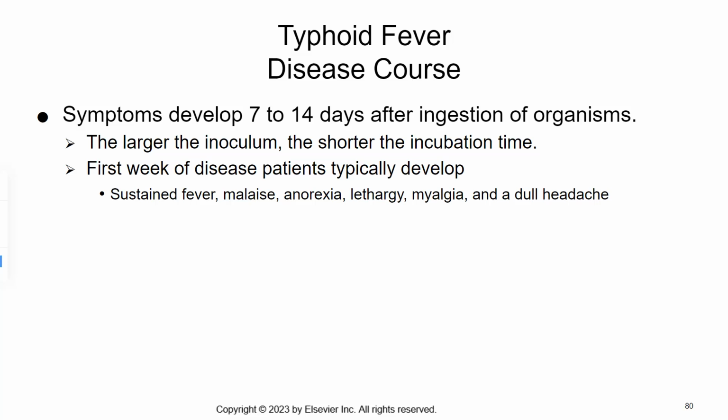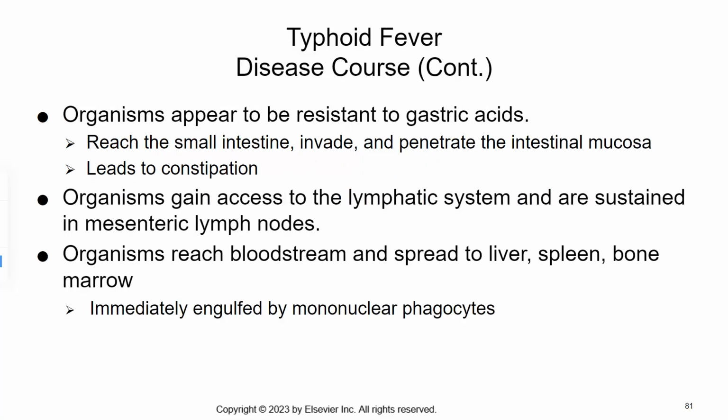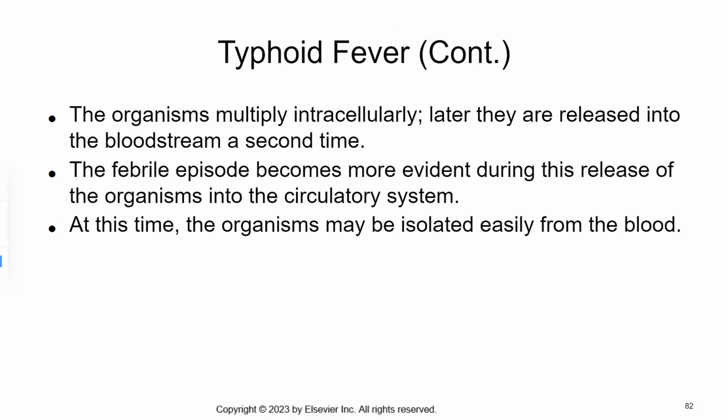First week of disease, patients typically develop sustained fever, malaise, anorexia, lethargy, myalgia, and a dull headache. Organisms appear to be resistant to gastric acids, so they reach the small intestine, invade, and penetrate the intestinal mucosa. This leads to constipation. Organisms gain access to the lymphatic system and are sustained in the mesenteric lymph nodes. Organisms then reach the bloodstream and spread to the liver, spleen, bone marrow, and are immediately engulfed by mononuclear phagocytes.